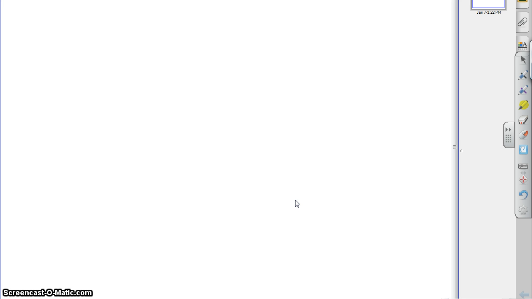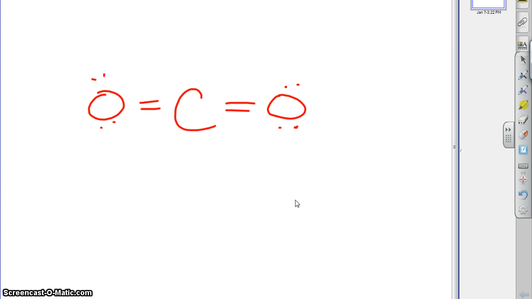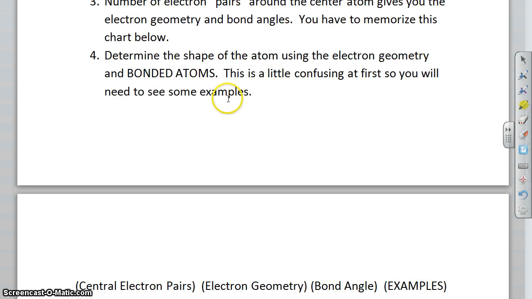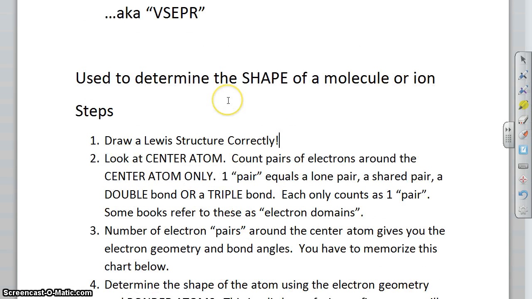This video is made assuming that you already know how to do Lewis structures. I'm not going to teach you how to do any of those here. You need to go back to one of the previous videos if you need help with that. So here is carbon dioxide. That is the correct Lewis structure for carbon dioxide. So we've got that covered, and now we can move to looking through the steps. First one is to draw a Lewis structure correctly.